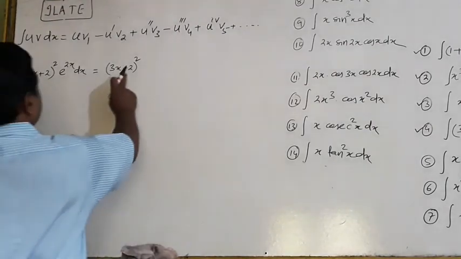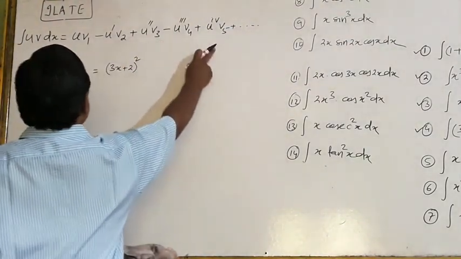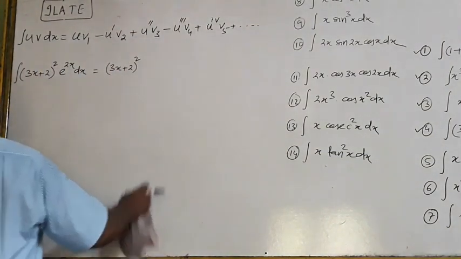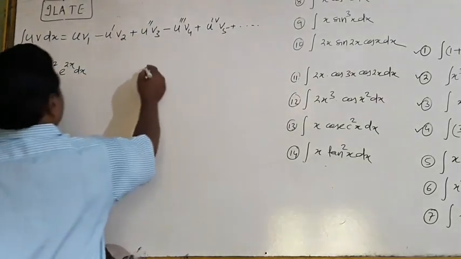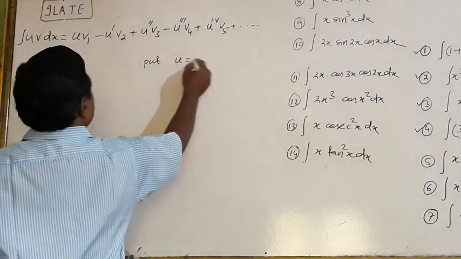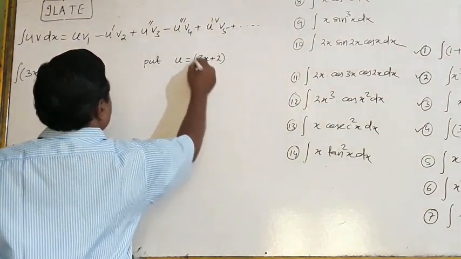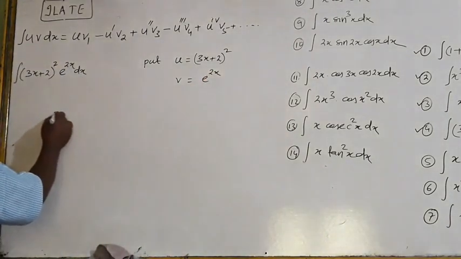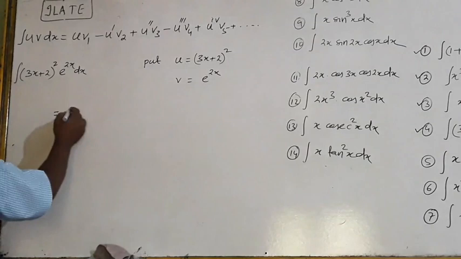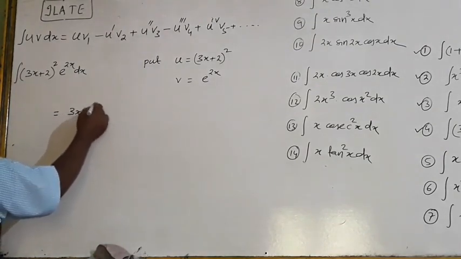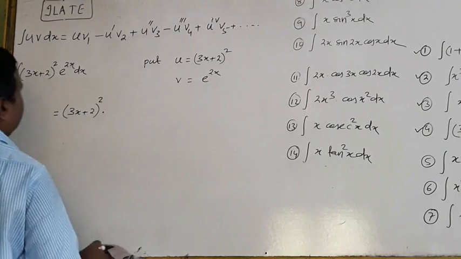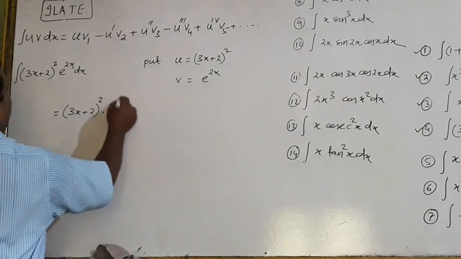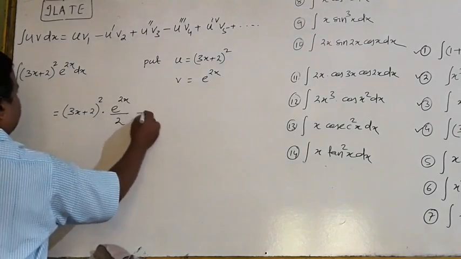Now it is (3x + 2)². You have to write this formula in another method. I am telling you, very easy, just slightly different from it. So for this, put u = (3x + 2)², and v' you have to write as e^(2x). It becomes uv1. U means (3x + 2)² into integration of v', and integration of v' is v1, that is e^(2x)/2.